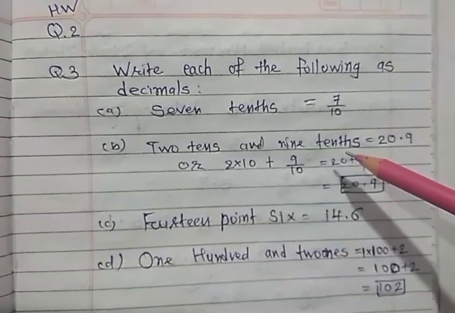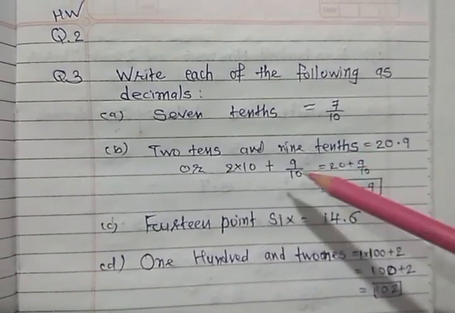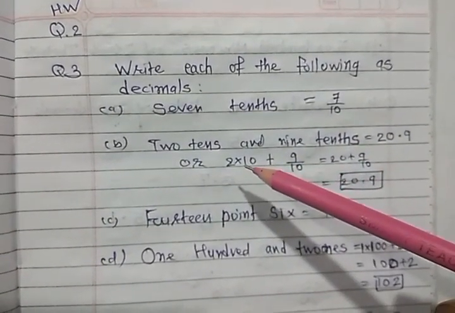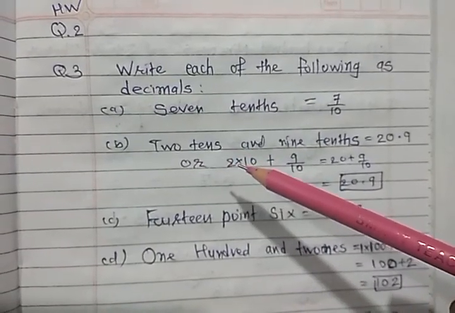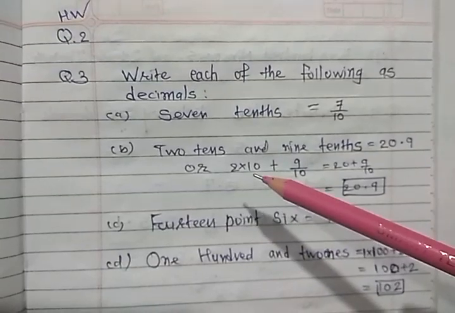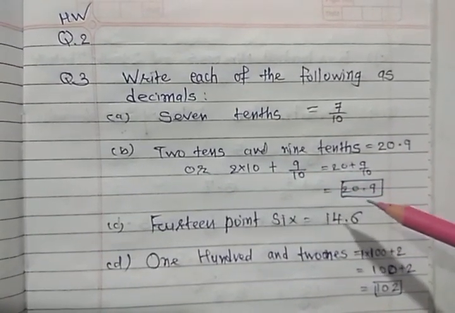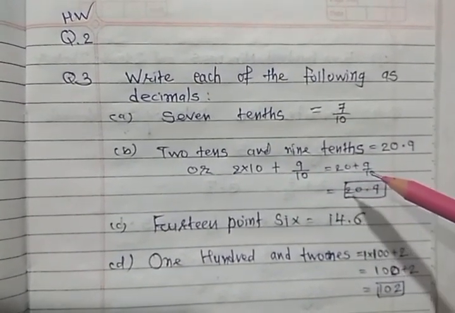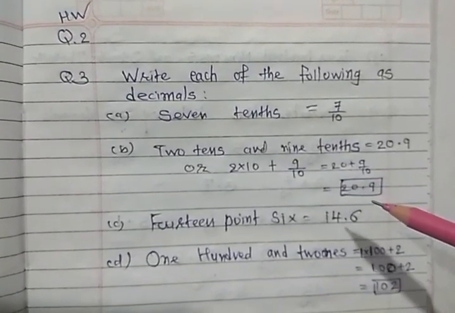2 tens and 9 tenths. 2 tens means what? 2 multiplied by 10. It is in the tens position. So 2 tens means 20. 9 tenths means 9 upon 10. If we write 20 plus 9 upon 10, so what should we write? 20 plus 9 upon 10 is 20.9. Very easy.